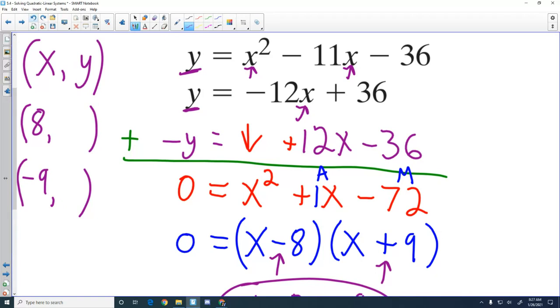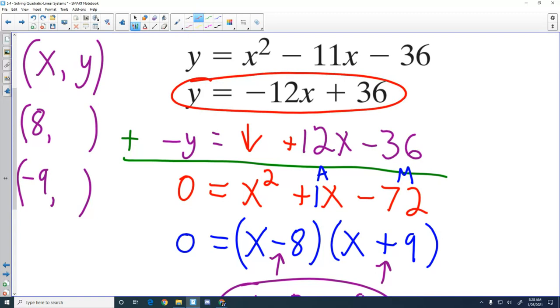Which equation should we use? Both of them are going to give us the same answers, so you could use the quadratic or the linear. Personally, I think it's going to be a bit easier using the linear equation because there's only one x and I don't have to square it. To figure out the y value that goes with the 8, I would simply write negative 12 times 8 plus 36.